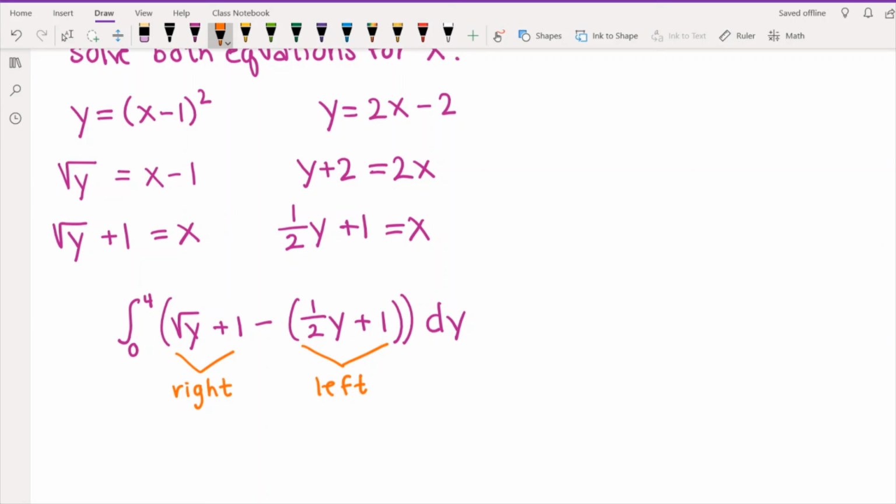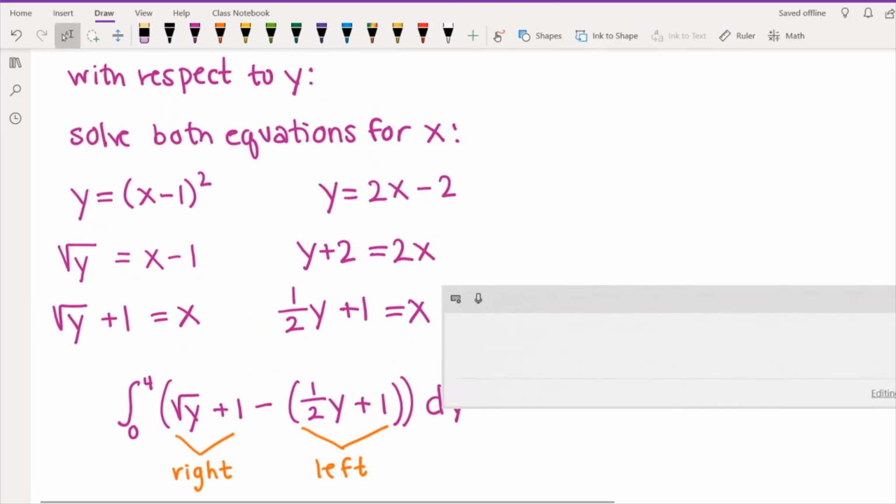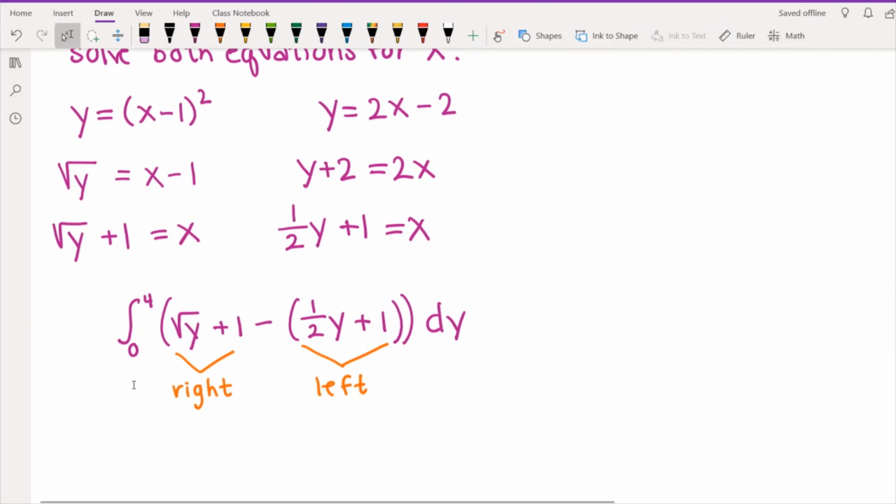So I would encourage you, like I said, to evaluate both these integrals, and you should get the same answer either way, which is kind of cool, right? Because they look really different. Like everything about them is different. The functions are different, the bounds are different, yet they should give you the same area.